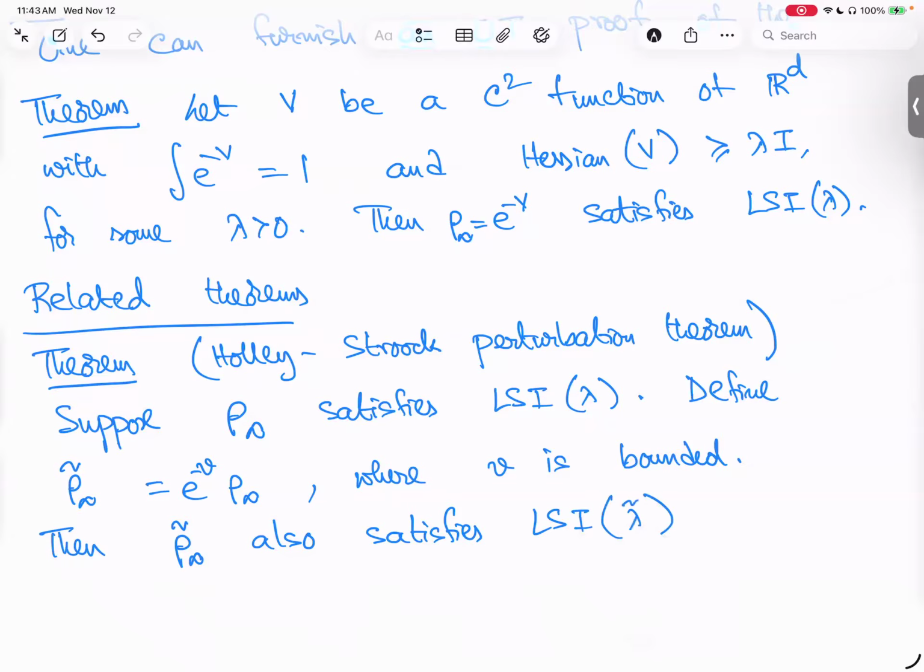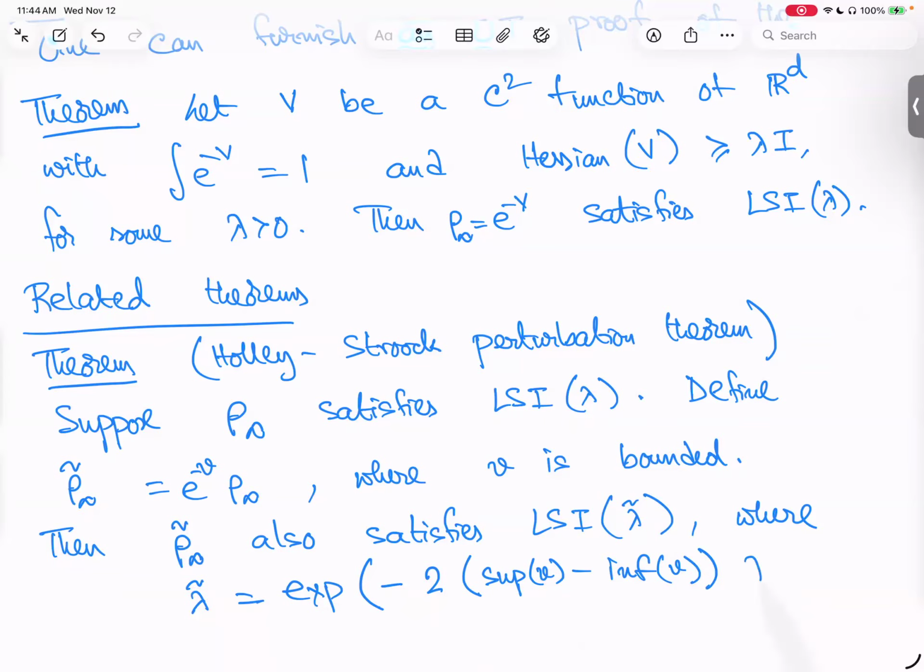with some constant lambda tilde, where lambda tilde is equal to exponential of -2 times the supremum of v minus the infimum of v, this exponential, times lambda.